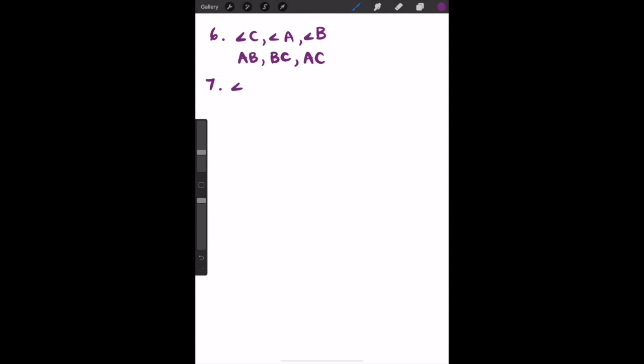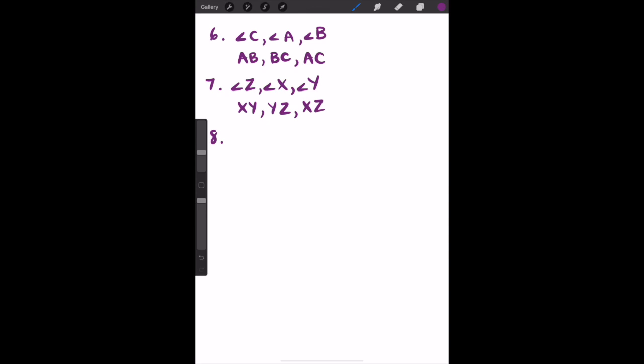So once I know either the angles or the sides, I can decide the other ones by that. So number 7, angle Z is the smallest, angle X is in the middle, and angle Y is the largest. And then again, just the sides opposite go in the same order.